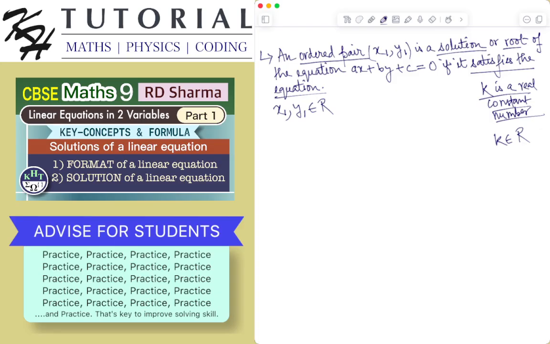So k belongs to R means k is a real number, a real constant number. Okay. So we say that an ordered pair x1 comma y1, where x1 and y1 are some real numbers, is a solution or root of a given linear equation in two variables ax plus by plus c equals to 0 if it satisfies the equation. So essentially, if we have ax1 plus by1 plus c equals to 0, then we can say that x1 comma y1 is a root or solution of the linear equation ax plus by plus c equals to 0.